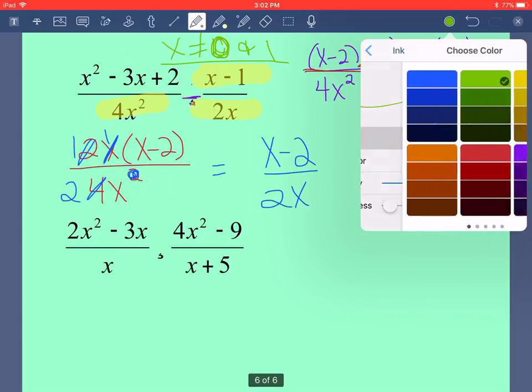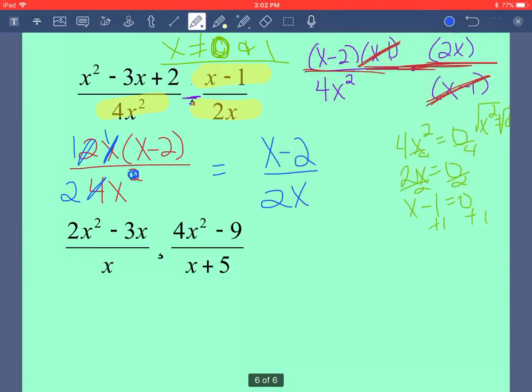And my last example, I have 2x squared minus 3x over x. This should be divided by 4x squared minus 9 over x plus 5. I'm sorry, x plus 5, over x plus 5. So I'm going to factor everything. So 2x squared minus 3x factors to be, I'm going to factor an x out. And I'm left with 2x minus 3 over, I've got an x in the denominator, times, I'm going to flip my second fraction. So x plus 5 on top over 4x squared minus 9.